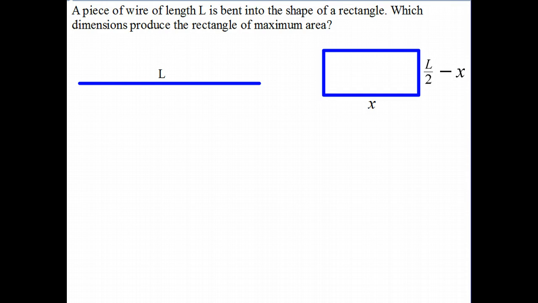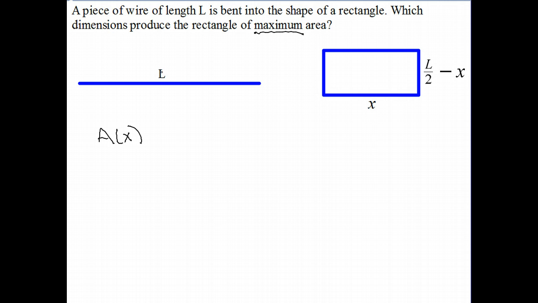Okay, so we write there the keyword maximum. That's telling us we want to maximize something here. So we have to come up with a function that we will maximize. Well, since we want to maximize the area, we need an area function. And we're going to call that function A, and we're going to say it's a function of x.